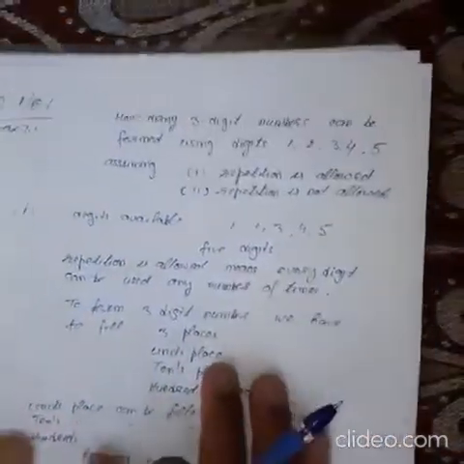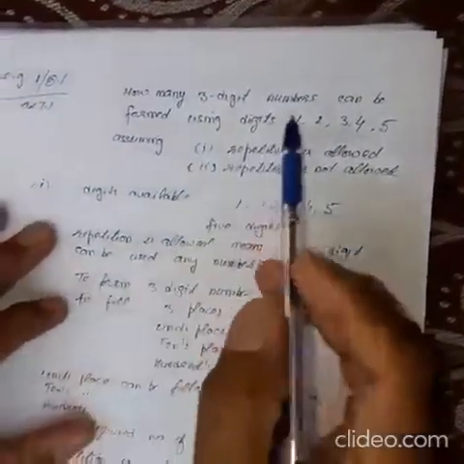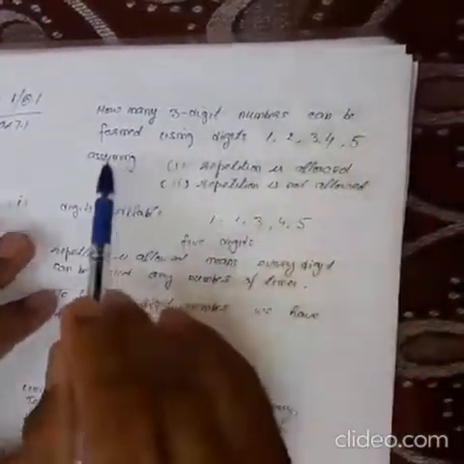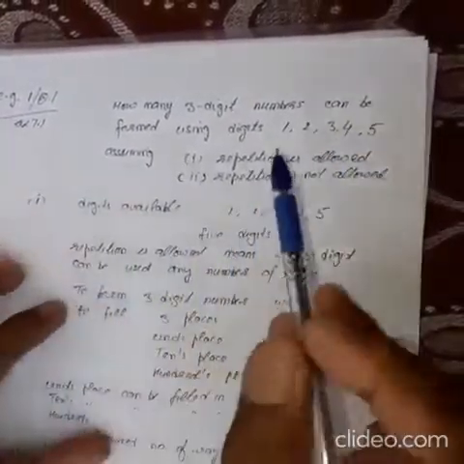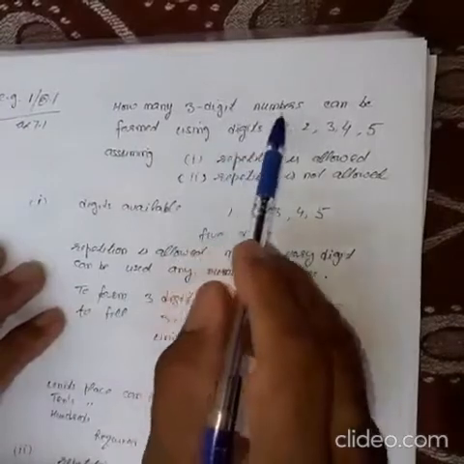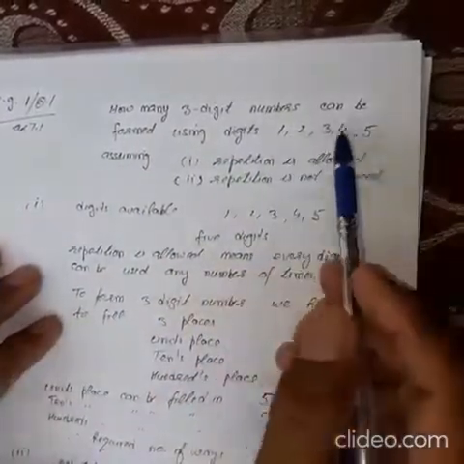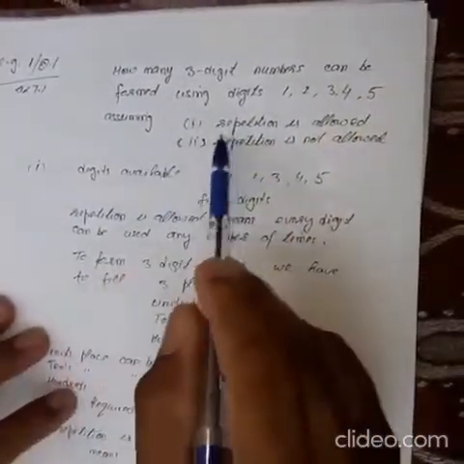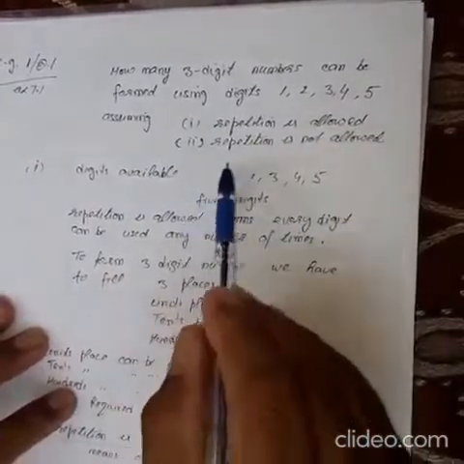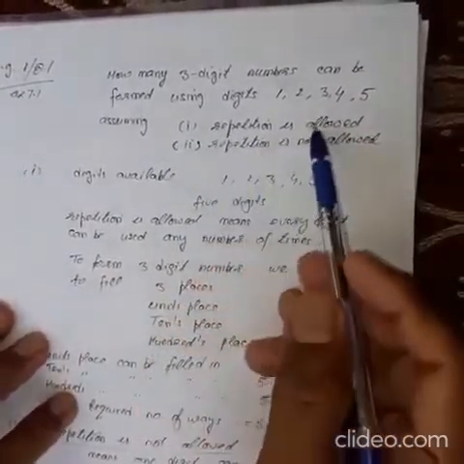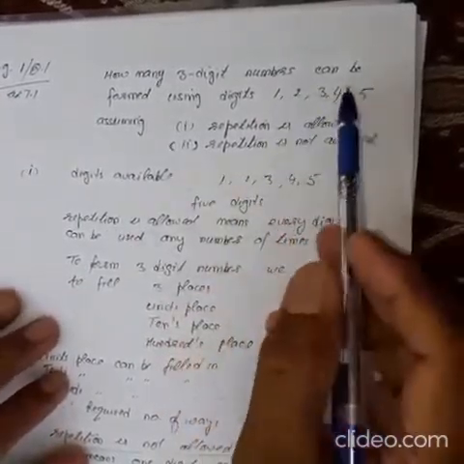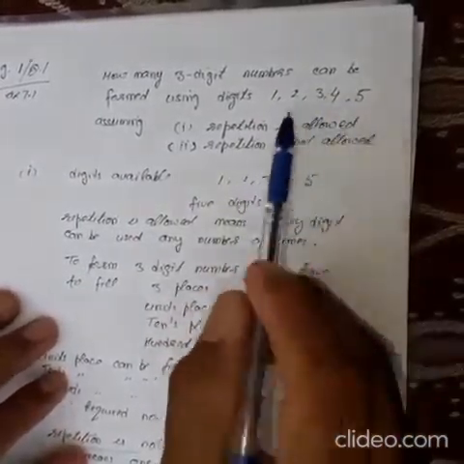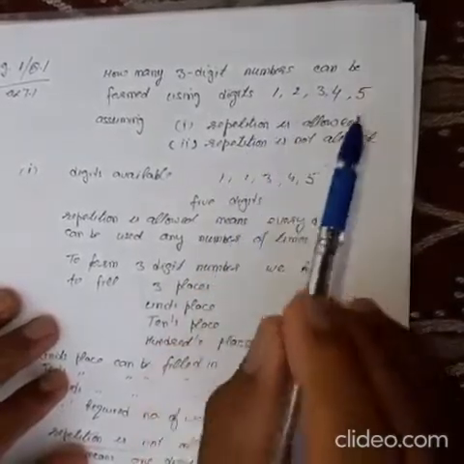Now consider an example to understand. How many 3-digit numbers can be formed using digits 1, 2, 3, 4, 5? We want to find 3-digit numbers using these digits only. Now consider both cases, repetition allowed and repetition not allowed. Repetition allowed means one digit can be used any number of times. Repetition not allowed means one digit will be used only once.